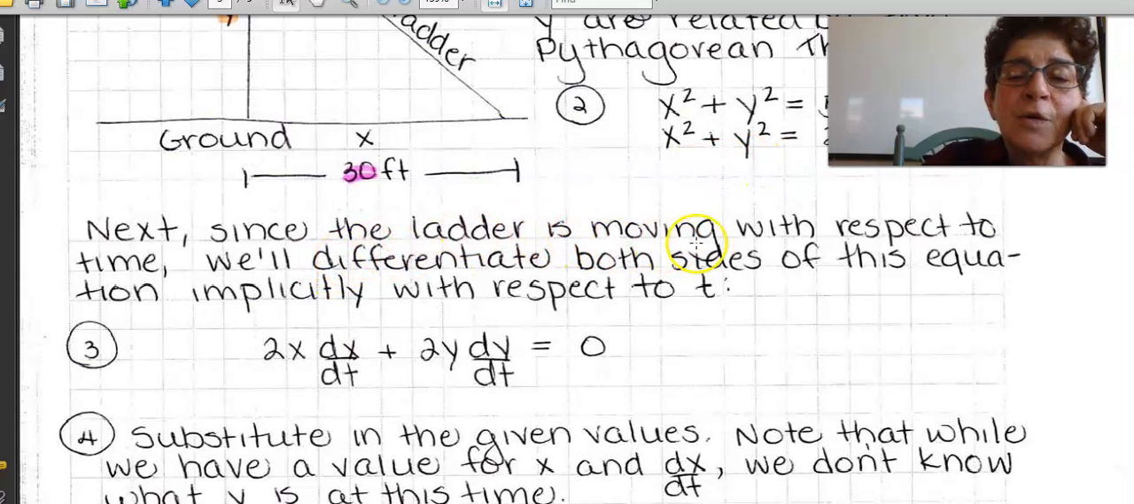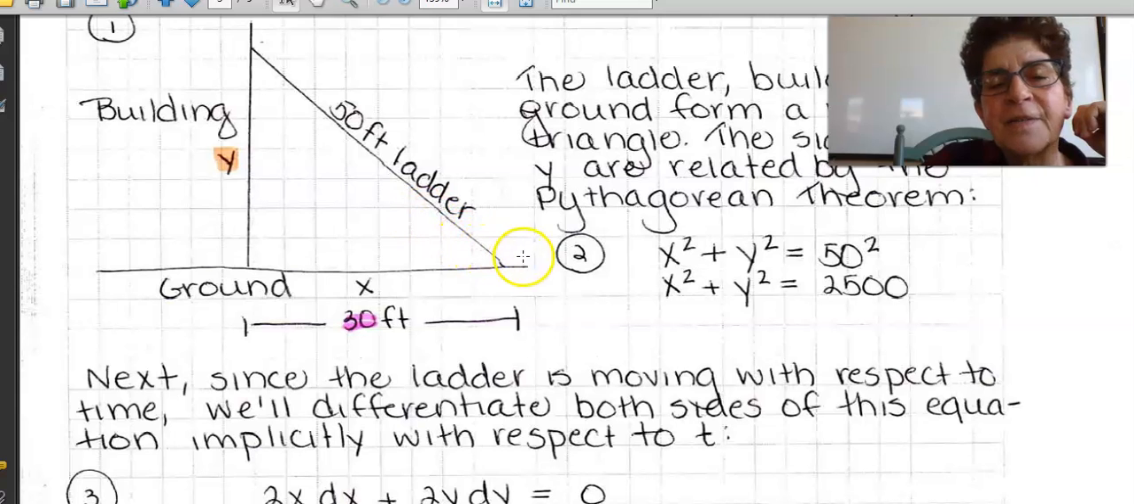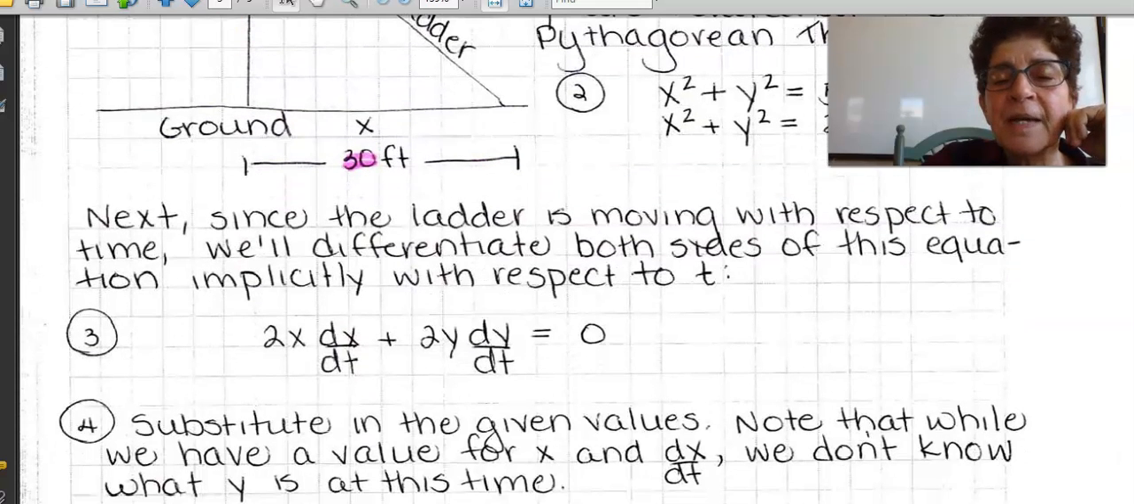We know the ladder is moving with respect to time, in the x direction. If you look back at this diagram, you can imagine as the ladder slides away from the bottom of the wall, the top of the ladder is going to slide down the wall. So both x and y are changing with respect to time.